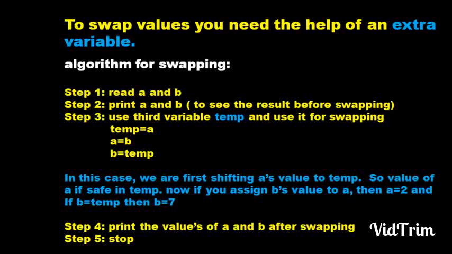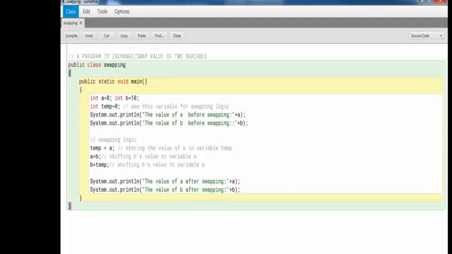Then you would like to see after swapping what are the contents that you have in A and B. So you are printing A and B and finally you are ending the program. So all of you have understood what is swapping.